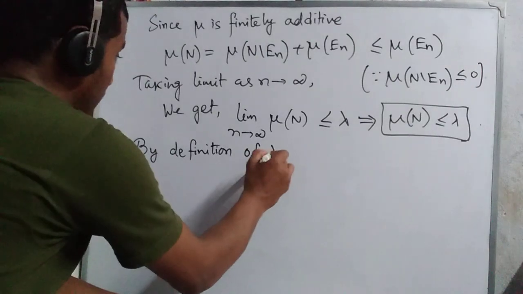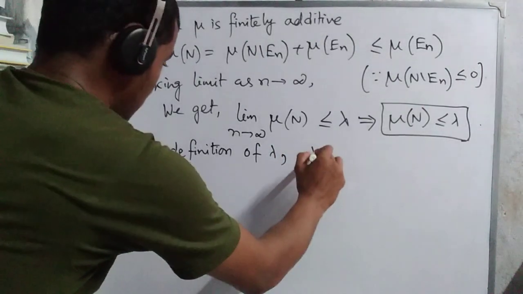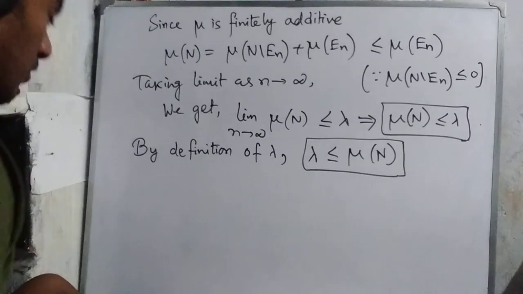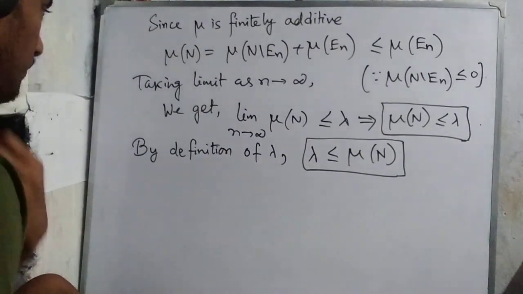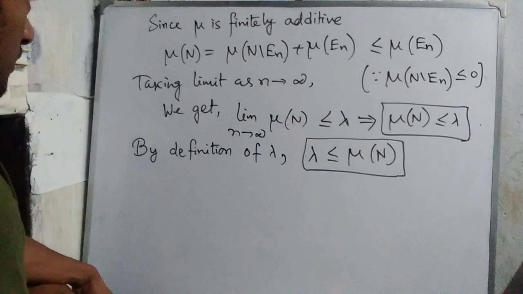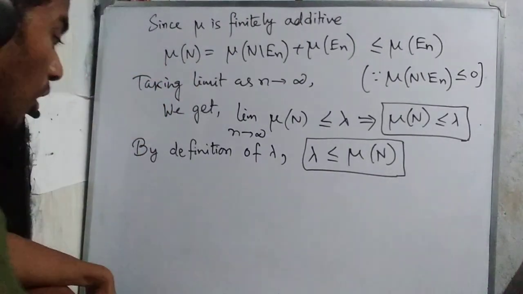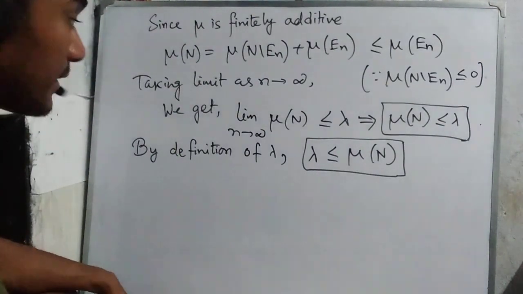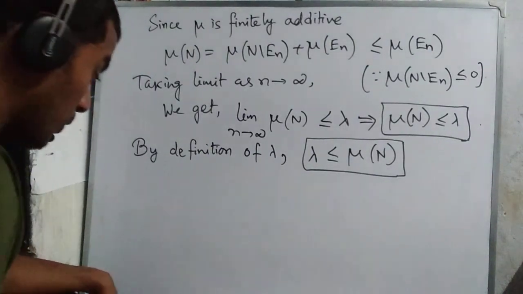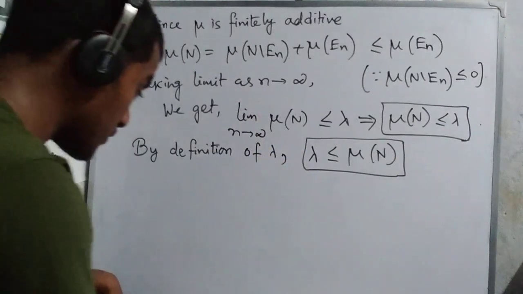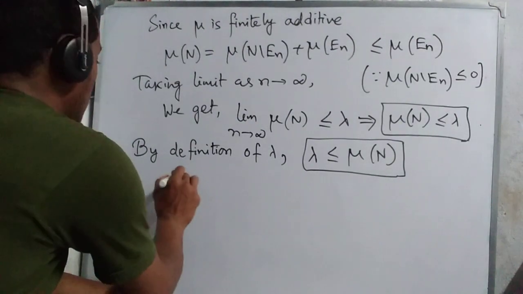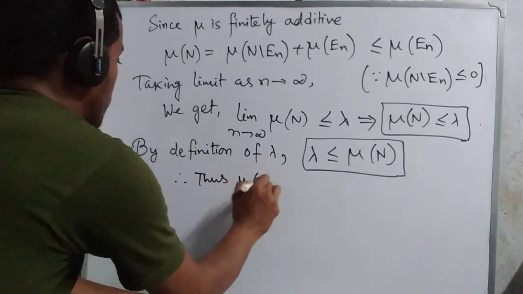By definition of lambda, lambda is less than or equal to mu n. Since lambda is the infimum of mu e, where e belongs to N_A, that means lambda is less than or equal to mu n. By assumption of mu n and by assumption of lambda, we also see this happen. So what we prove here is mu n equals lambda.